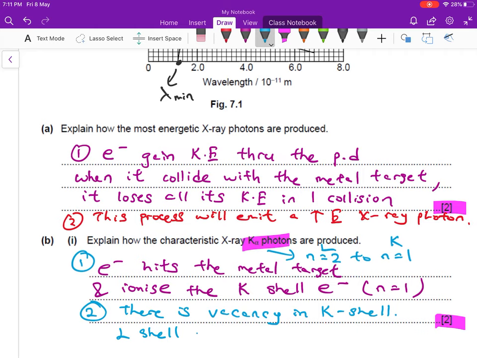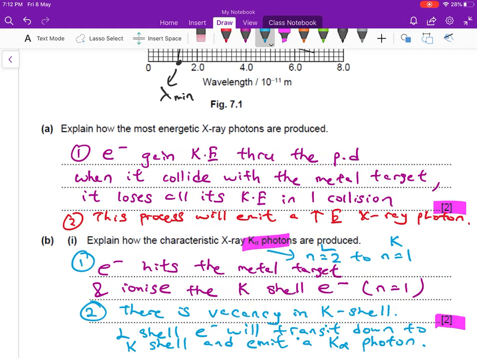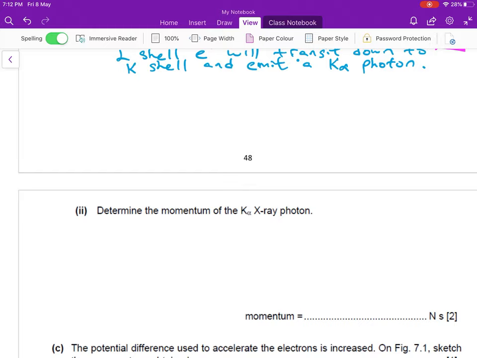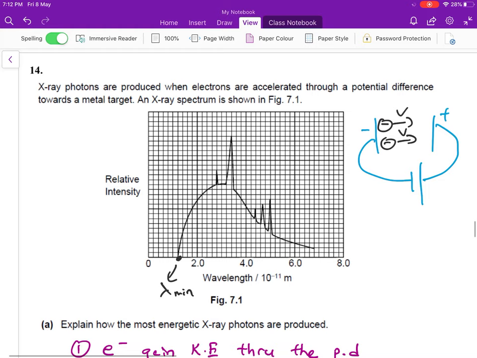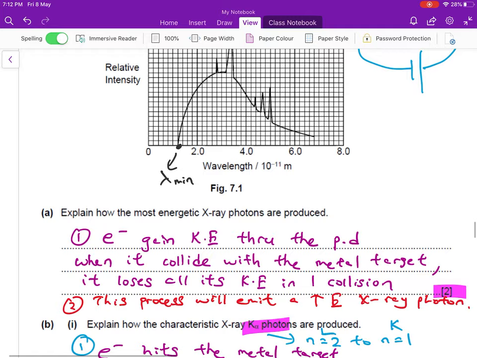After that there's a vacancy in the K shell. Then the L shell electron, or you can write N equals 2, will transit down to the K shell and emit a K alpha photon. So that's two marks, not difficult.